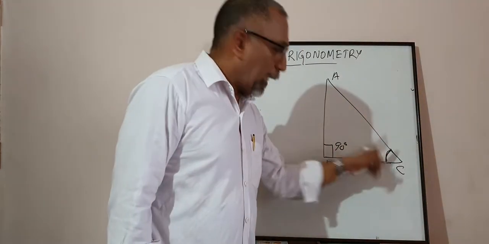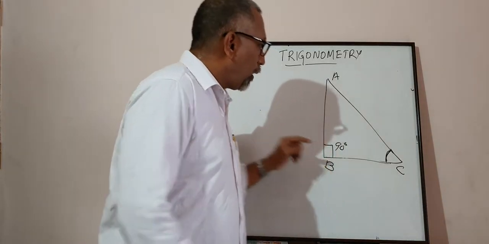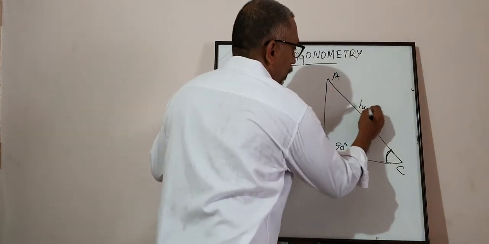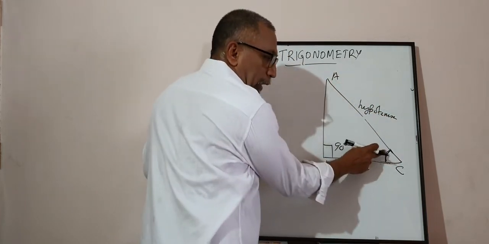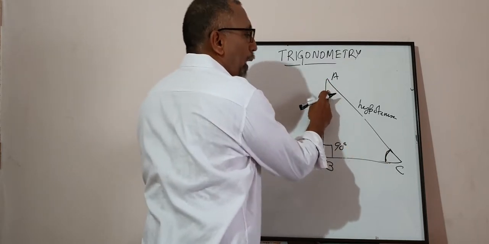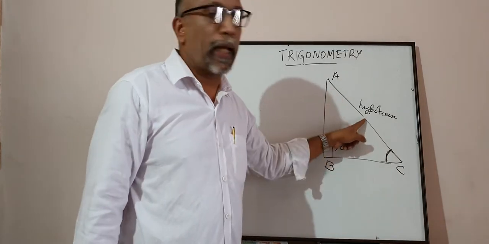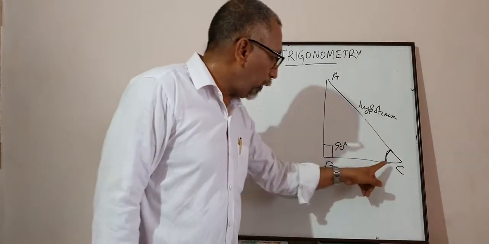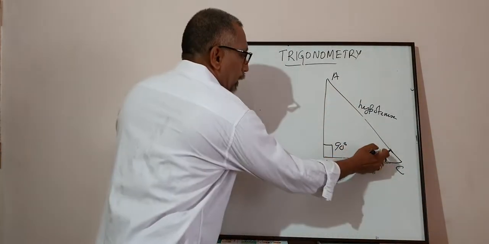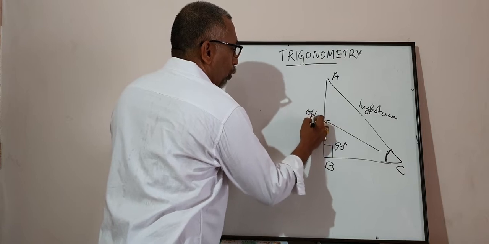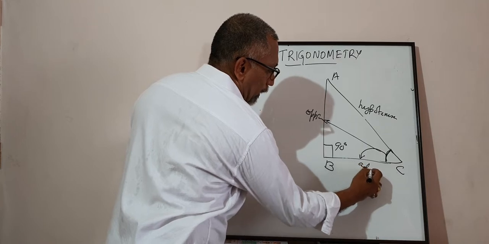If you consider this angle, let me ask a question. Then this is called a hypotenuse. See, whether you consider this angle or this angle, it doesn't matter, hypotenuse is going to be the same thing because it is opposite to the 90 degree angle. So that is clear. Now, consider this angle. If you consider this angle, then this side is called opposite side, and this side is called adjacent side.